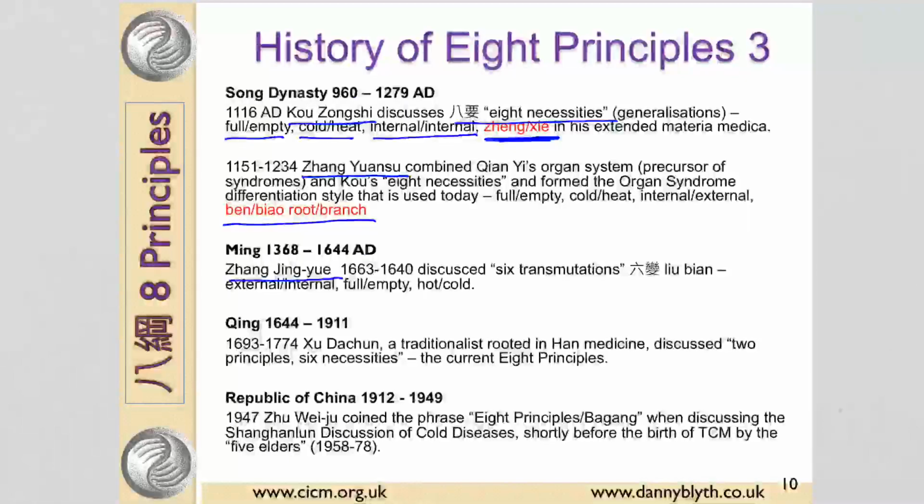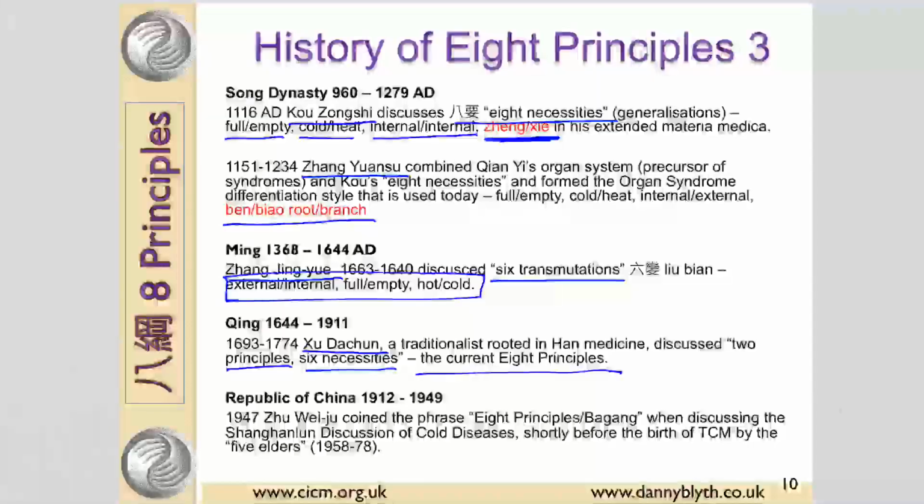Zhang Jingyue in the Ming dynasty talked about the 6 transformations, which were again these same 6. It wasn't until the Qing dynasty and Xu Dachun, who was very much a traditionalist, talked about the 2 principles, i.e. yin and yang, and the 6 necessities, and this is our current 8 principles. The actual term itself wasn't coined until 1947 with Zhu Weiju, who was writing a discussion on the Shanghan Lun, and this was shortly before the birth of TCM as we know it.